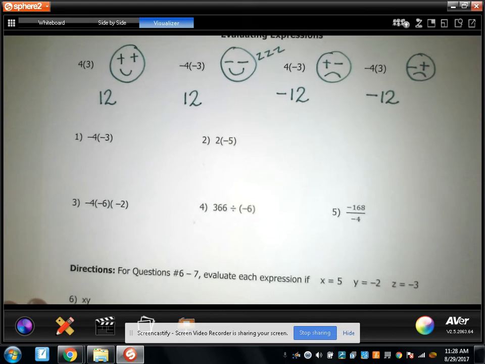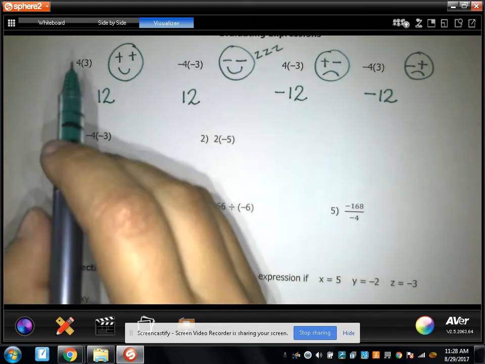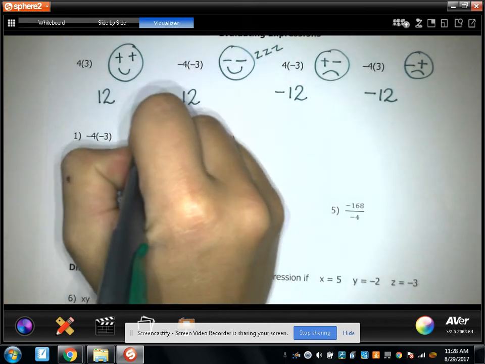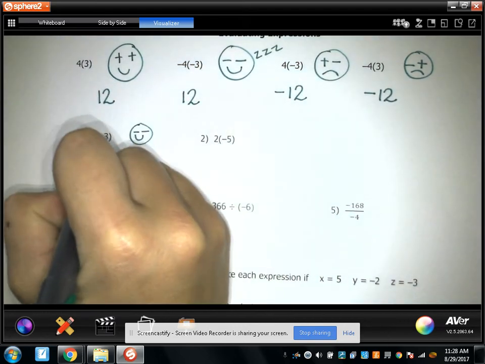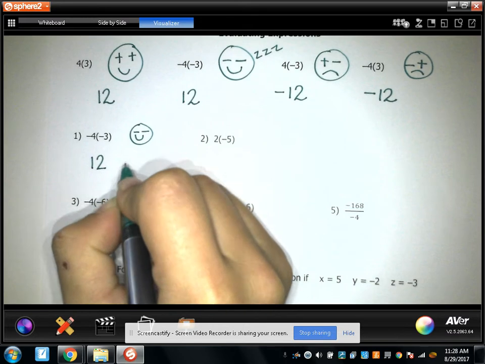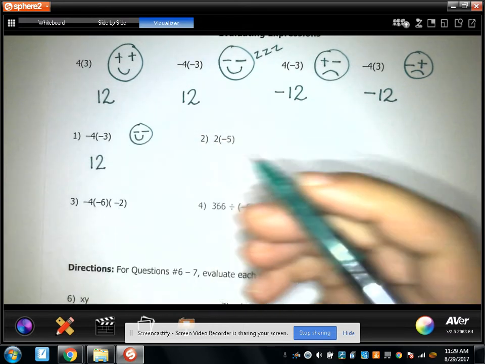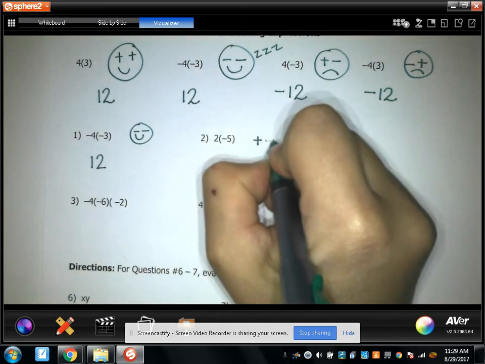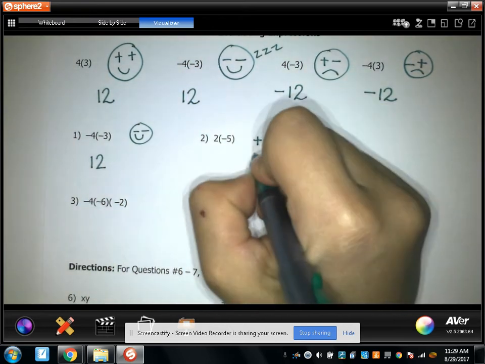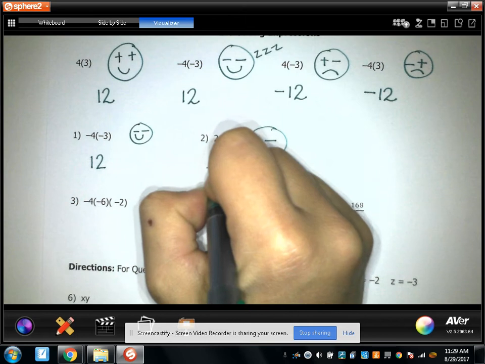Okay, I think we're ready for some example problems. Negative 4 times negative 3, positive 12. A negative times a negative is a positive. Positive 2 times negative 5. Ooh, the answer is negative 10.